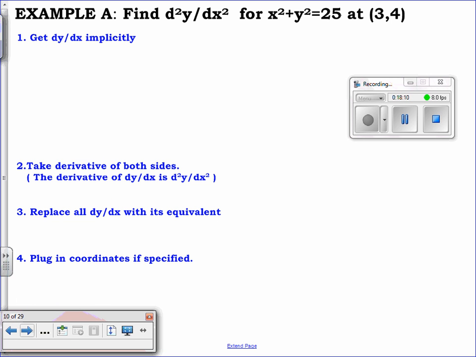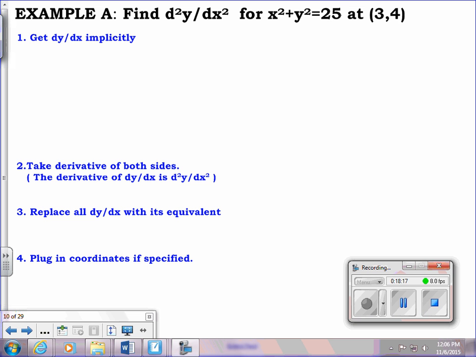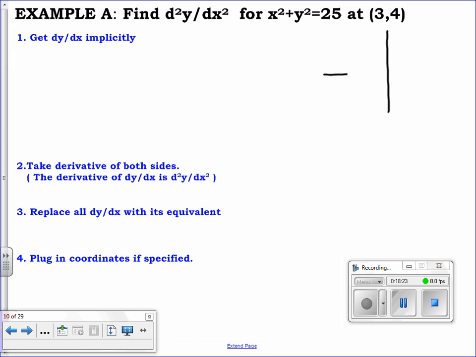So our first example, we've got x squared plus y squared equals 25. What does the graph of that look like? Circle. Where's its center? The origin. And the radius is 5. So basically, we're asked to find the second derivative of this graph at the point (3, 4). Do you think that the second derivative at the point (3, 4) is going to be positive or negative, and why? What do you think, Ellie? Negative. Yeah, because it's concave down there.